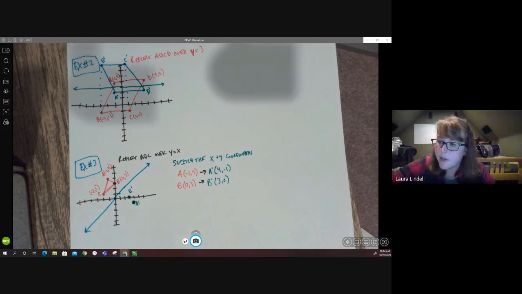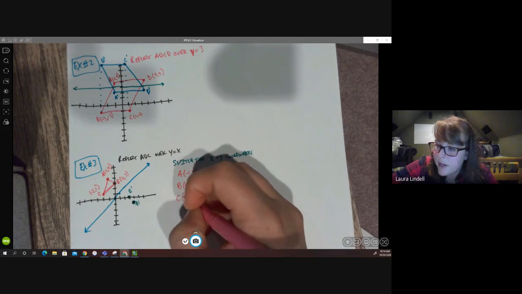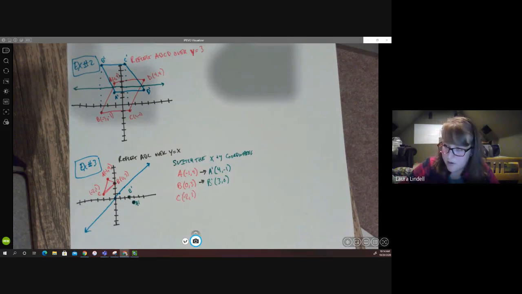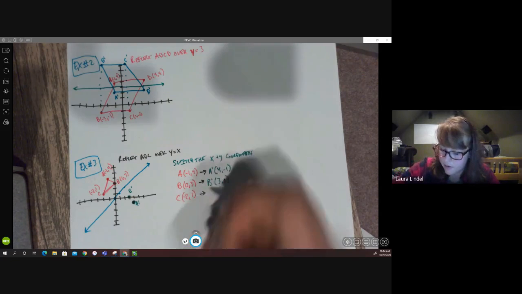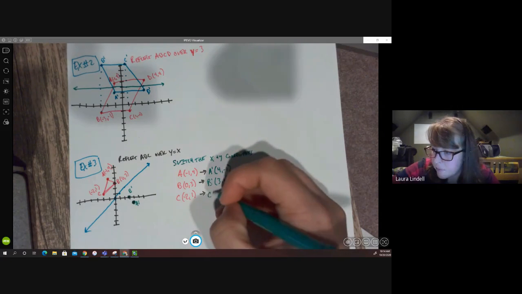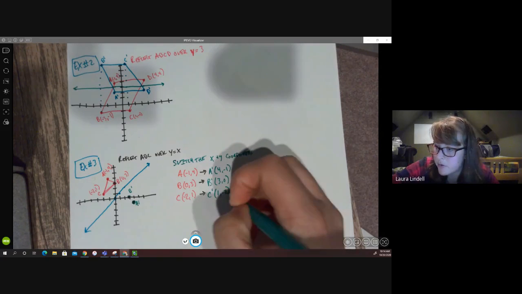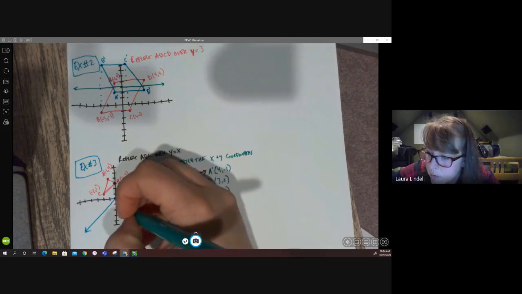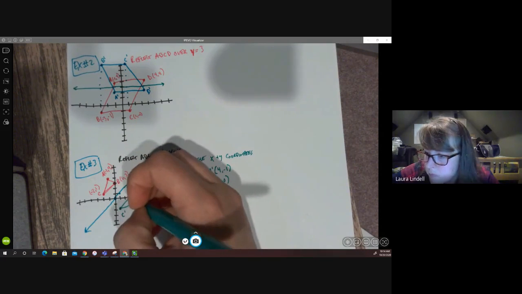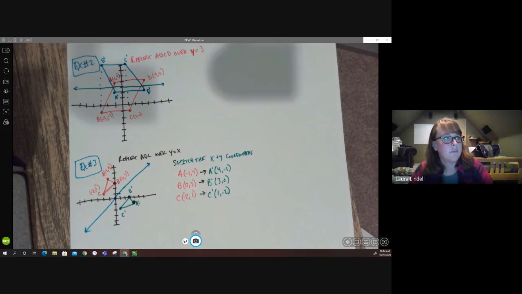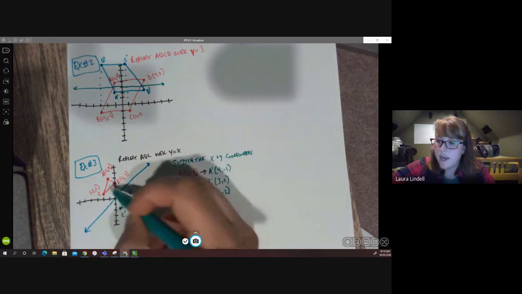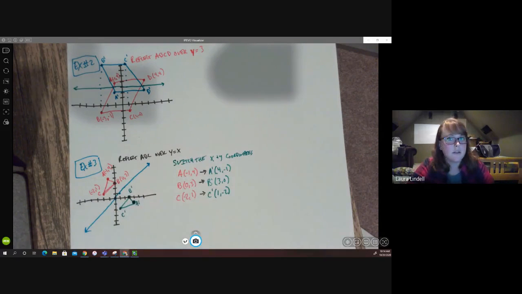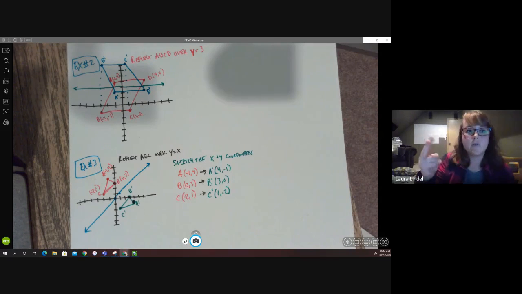Okay, and then for C, same thing. -2, 1. Switch the order. C prime becomes 1, -2. So over 1, down 2. And there's our new shape. And it's been reflected over this diagonal line y equals x here. So when we reflect over y equals x, we just switch the x and y coordinates around.